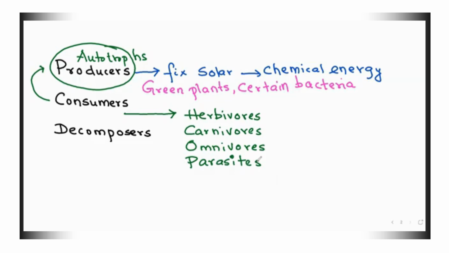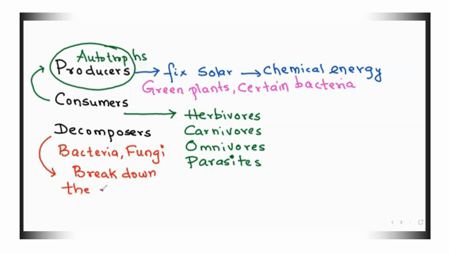And now we have decomposers. Decomposers are mostly naturally occurring, and the examples are bacteria and fungi. What they do is decompose. Decompose means they break down the dead remains and wastes.